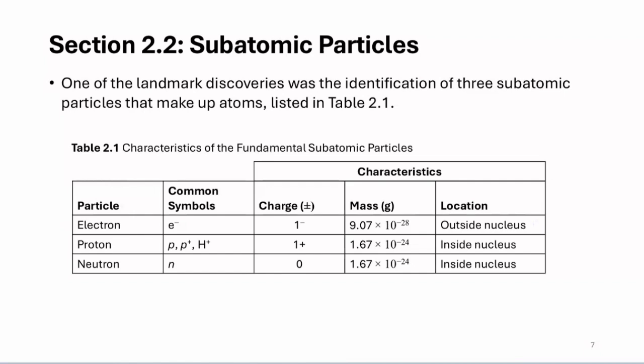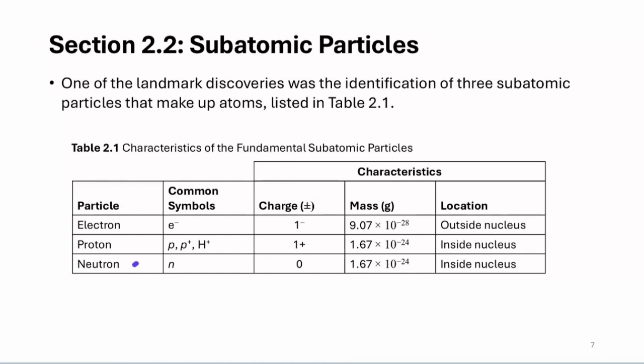Atoms also have protons, and protons have more common symbols, including a P with a plus sign, or an H plus. Protons have a charge of +1. Their mass is 1.67 times 10 to the -24 grams. And protons are found in the nucleus of an atom.